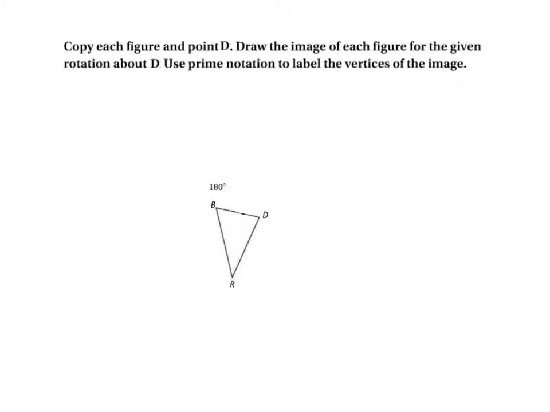Okay, let's try this one more time. This will be a little bit easier of a problem. They want us to rotate this around point D, and they want us to rotate it 180 degrees. So I'm kind of seeing that in a couple places. We're going to rotate about point D. We're going to rotate it 180 degrees. We're going to use our prime notation to label the new image. Okay, this is actually easier.